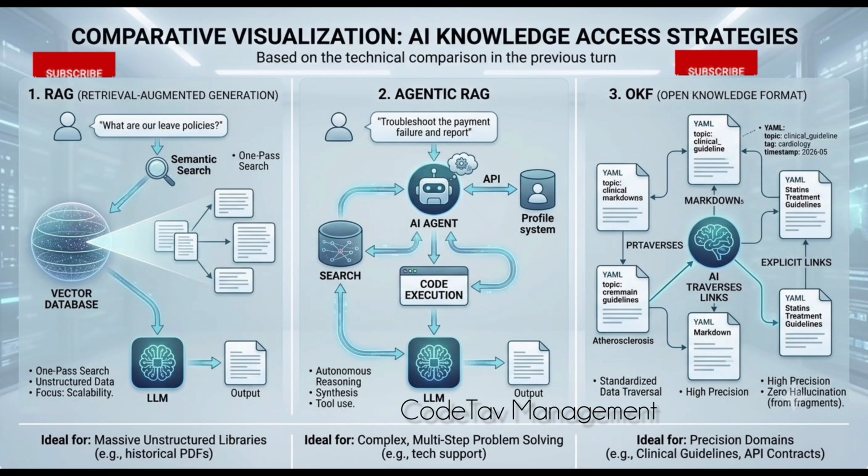What is the ideal use case of each? The main use case of RAG is searching vast unstructured libraries. For Agentic RAG, whenever we need to do complex multi-layered problem solving, we can use it. And for OKF, when reliable execution of strict guidelines and runbooks is needed, it is best suited.